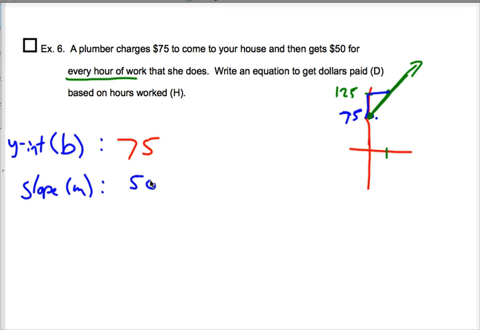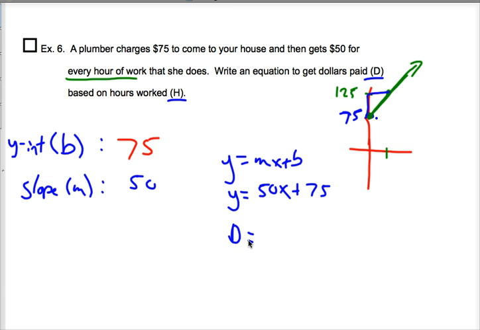It's really easy to write an equation. If I go y equals mx plus b, it would be y equals 50x, because 50 is my slope, plus 75. Now we're not doing y and x though. I told you to use d and h. So I said write an equation to get dollars paid. So y is what I would get paid. So that's d. Dollars paid is on the y-axis. And then actually down here would be your hours worked. Right? So this is your pay on the y. Hours worked is down here. So it should be 50h plus 75.